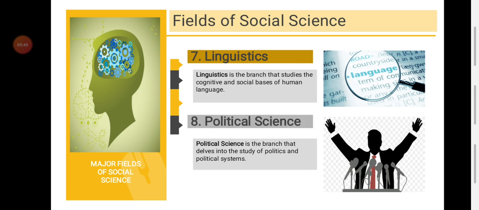Political science. Political science is the branch that delves into the study of politics and political systems. This is how people get or compete for power and how it is used in governing a country.